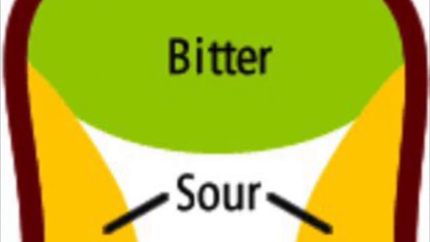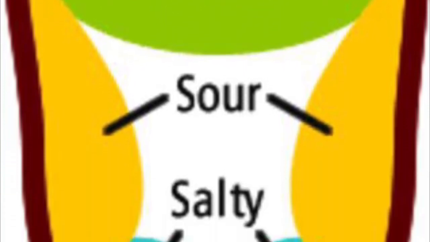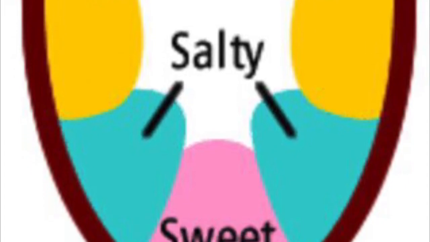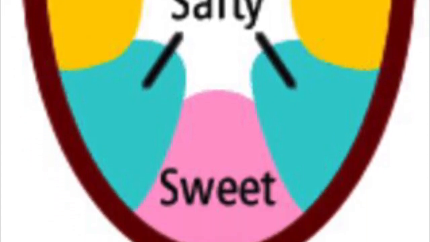These impulses travel to the brain, allowing us to experience a sensation of taste. The 4 main tastes that are most common are bitter, which is at the back of your tongue, sour, which is on the outsides of your tongue, salty, which is towards the front on the ends of the tongue, and sweet, which is at the tip of the tongue.